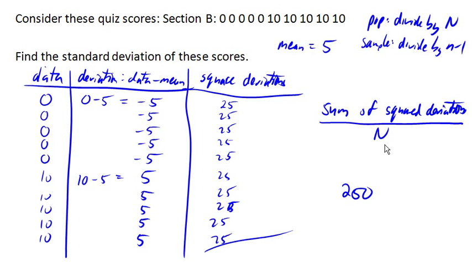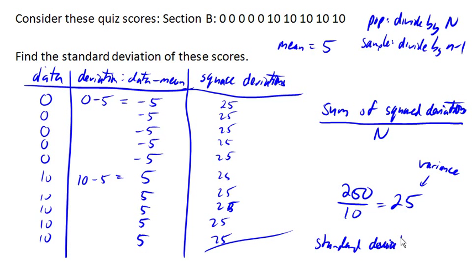Now, at this point, we have something called variance, or more specifically, the population variance, since this was for the entire population. The standard deviation is the square root of the variance. So it's the square root of 25. The square root of 25 is 5. And so the standard deviation of this data set is 5 units.